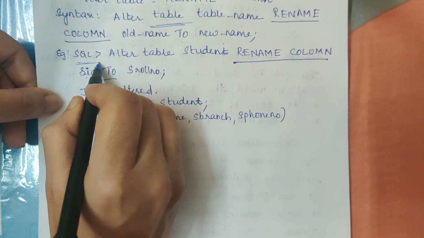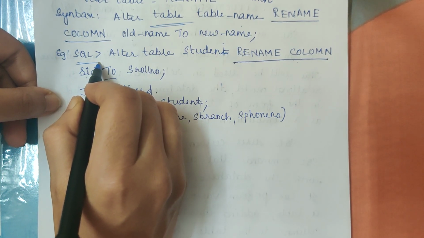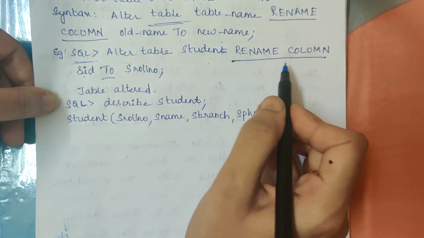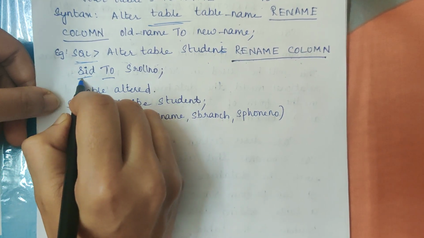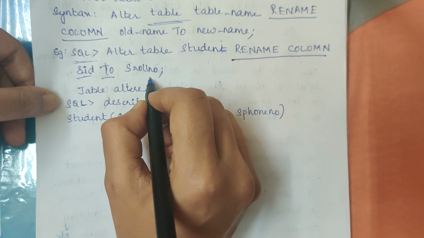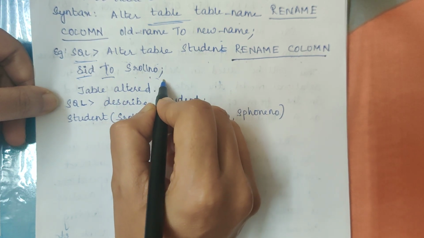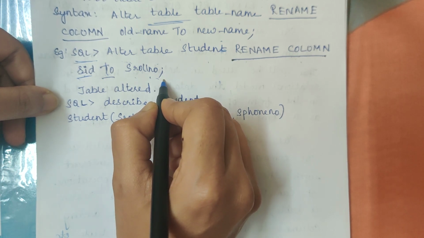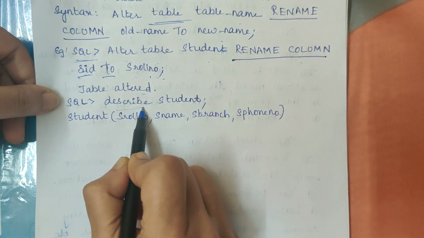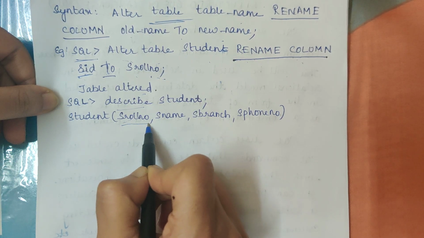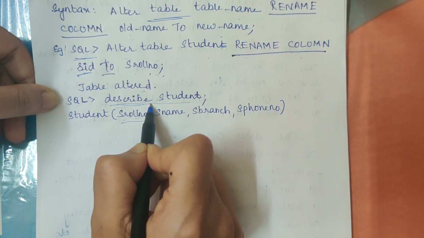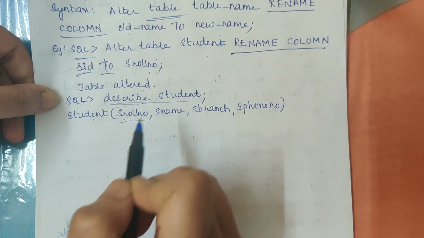This SQL is a prompt which will appear in the SQL command prompt by default. Next, alter table student rename column. The older name was student ID, that I have to change to student roll number. So S roll number is the new name which I wanted for the column instead of the old name SID. Table altered. To check whether the column name has been changed or not, again we have to use the command describe. Describe is always used to check the structure of the table, how it has been modified.